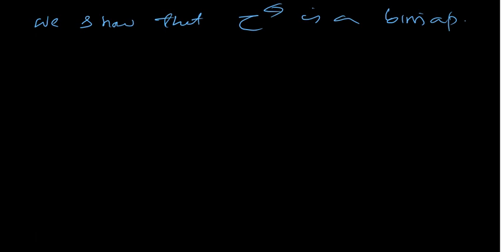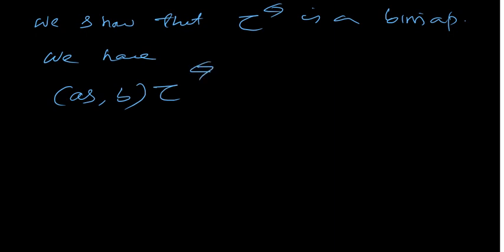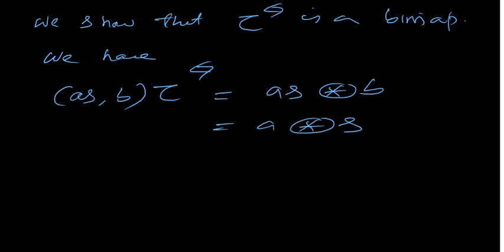So we have (as, b) of tau natural, that should be equal to (a, sb) of tau natural. But this is equal to as tensor b, and it is the same as a tensor sb because they are tau related, and that's equal to (a, sb) of tau natural. So that means tau natural is a bimap.